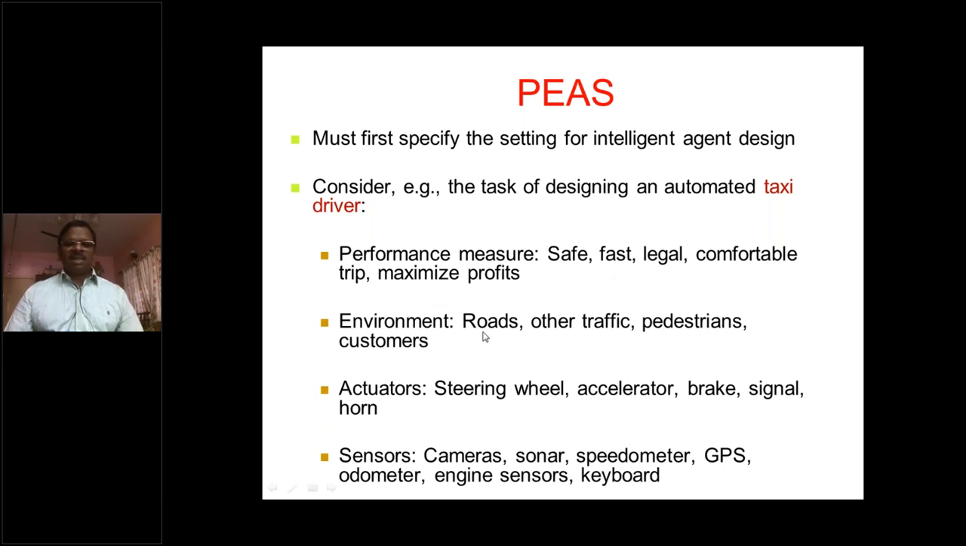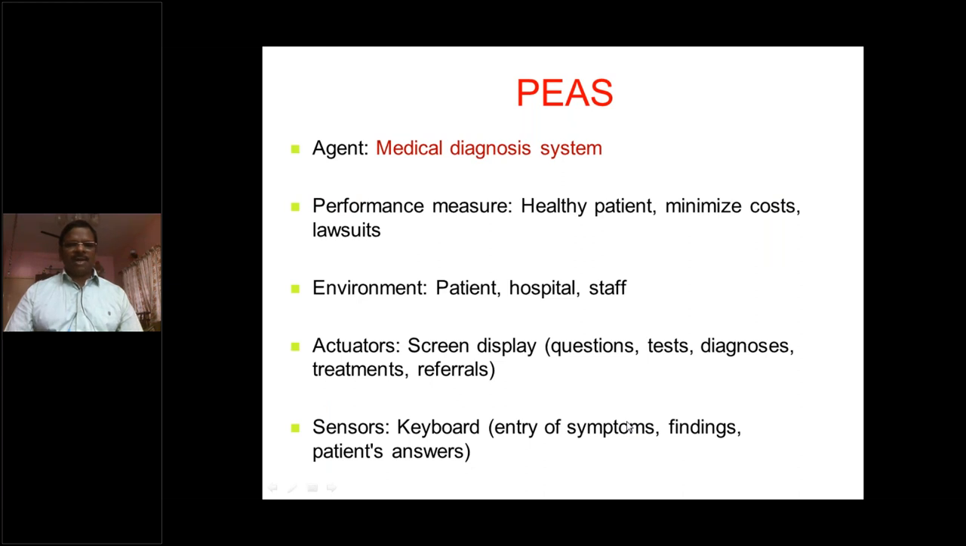Then what is the environment? Roads, other traffic, pedestrians, customers. Then what are actuators? Steering wheel, accelerator, brake, signal. Then what are sensors? Cameras, sonar, speedometer, GPS, odometer, engine sensors, and the keyboard. This is some information about PEAS. Now for a medical diagnosis system, if we consider it, what are the performance measures?